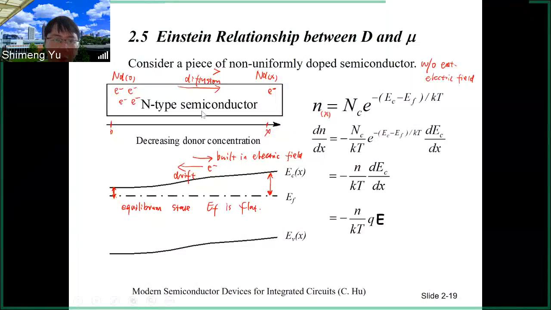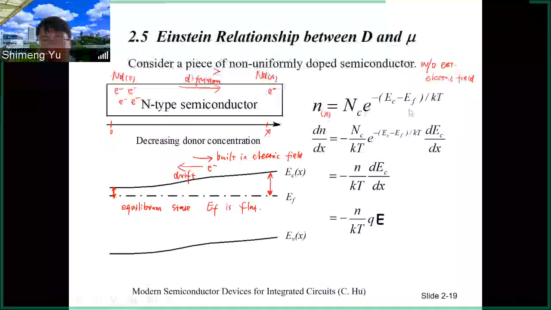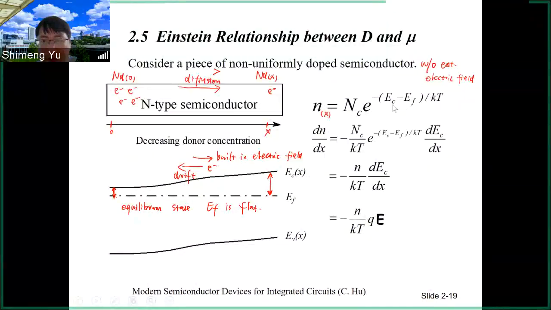So n is changing, right? This doping density, you have more n here, less n here. So this n is changing along the x. So let's say n is a function of x. And then in this equation, what is a function of x? Nc is a physical constant, okay? And the kT, thermal energy constant, EF, as we said, is flat in this equilibrium state. So EC is changing with x, because here you have a slope. So this EC actually is a function of x.